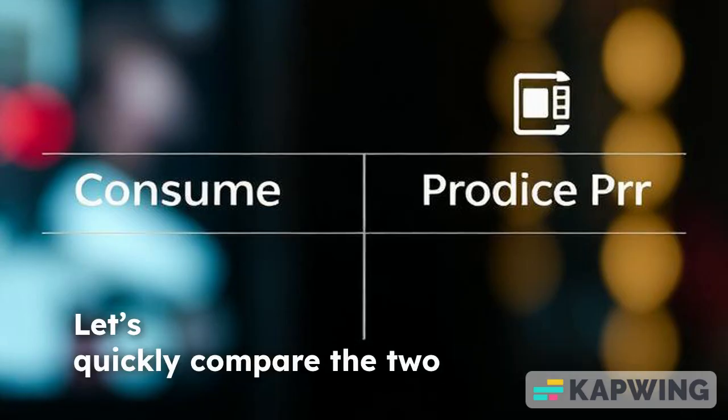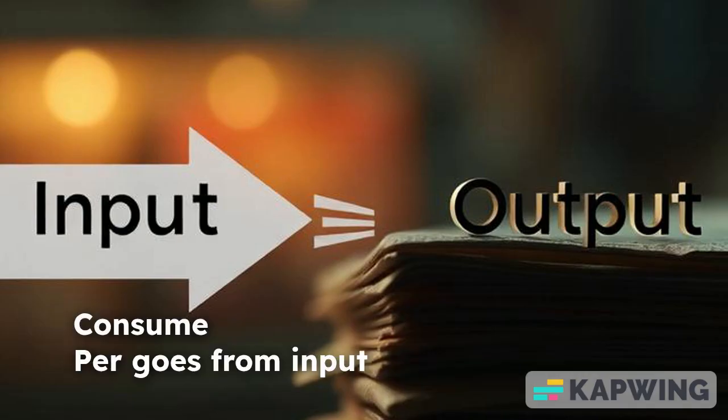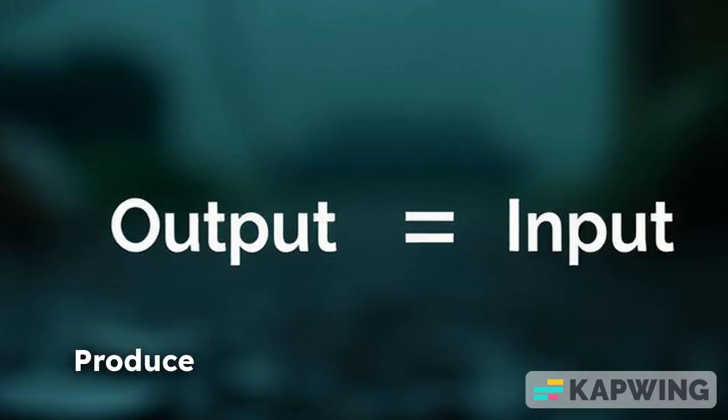Let's quickly compare the two concepts. Consume per goes from input to output, showing how much you consume. Produce per goes from output to input, showing how much you produce.